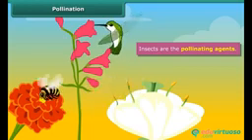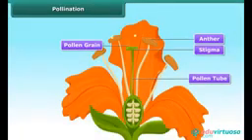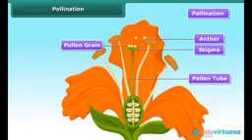Pollination. You must have seen honeybees sitting on a flower. Do you know insects carry away pollen grains on their bodies? They are the pollinating agents. The transfer of pollen grains from anther to stigma of a flower is called pollination.